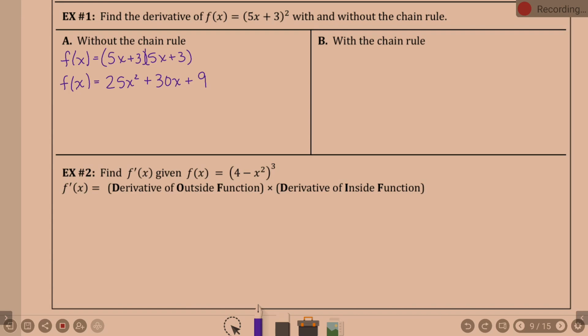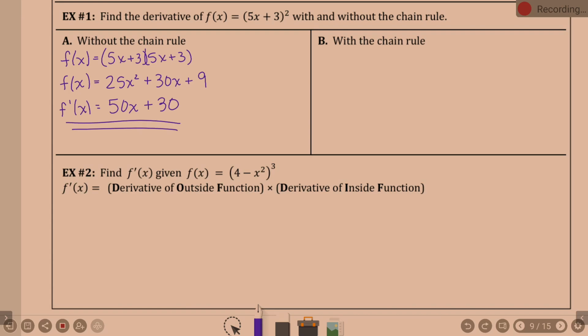Are you guys with me? Now, based on FOILing it out first, now the derivative. These are basics. I think we know these basics. Derivative of 25x squared plus derivative of 30x plus derivative of 9, which is 0. So 50x plus 30. Now, I say that's the old way. You can still always go back and do that.